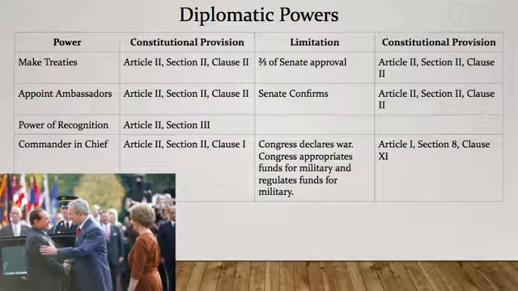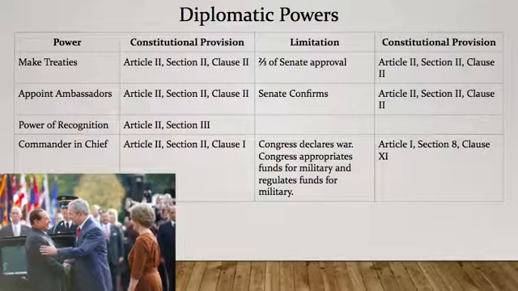The final power of diplomacy, as far as the president is concerned, is that he is the commander-in-chief. And that's right in Article 2, Section 2, Clause 1. You've probably heard that phrase before, the commander-in-chief, and that means that the president is the chief officer in the Army, the Navy, and other military organizations of the United States.